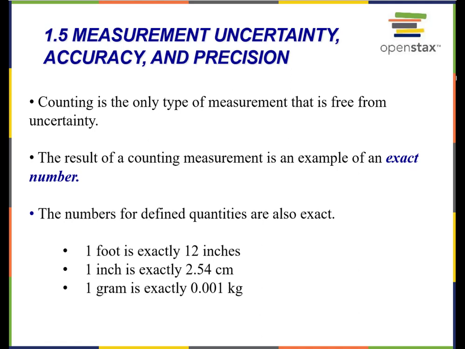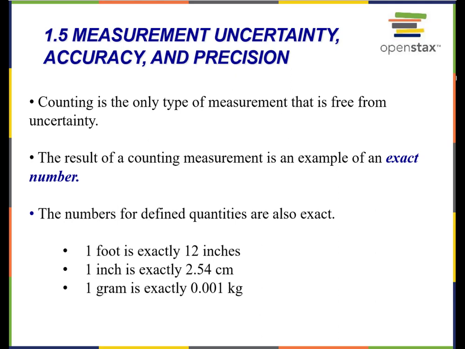Measurement uncertainty, accuracy, and precision. Counting is the only type of measurement that is free from uncertainty. So if you have a bunch of pennies in your pocket, you can pull them out and count the pennies, and you can say that you have exactly 12 pennies in your pocket.